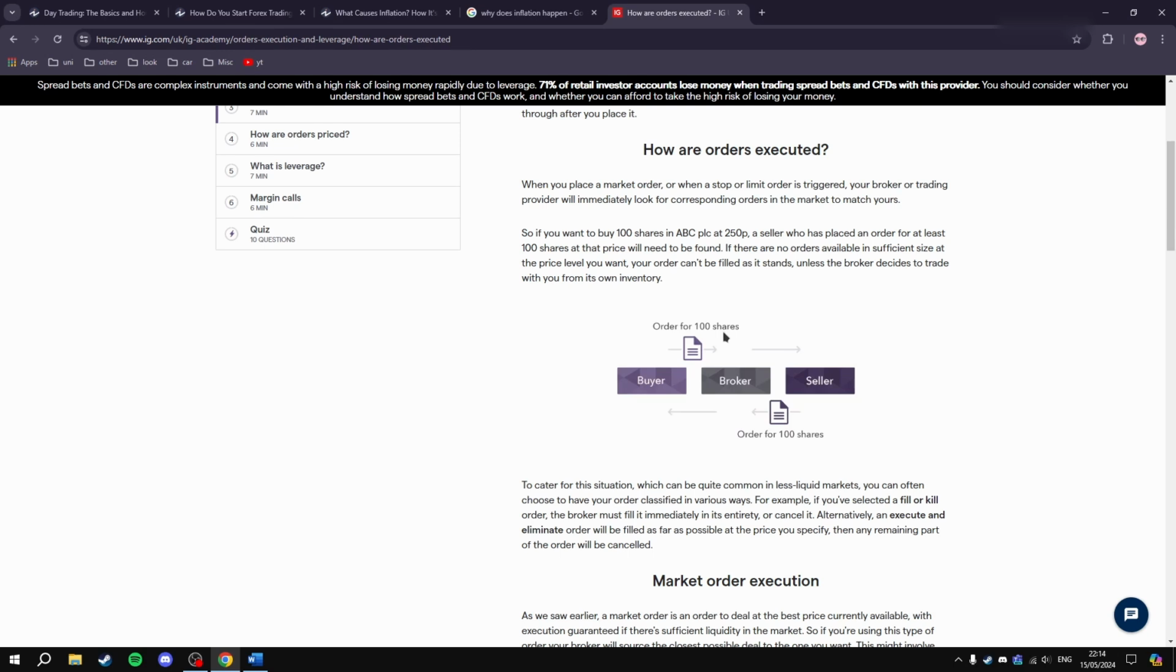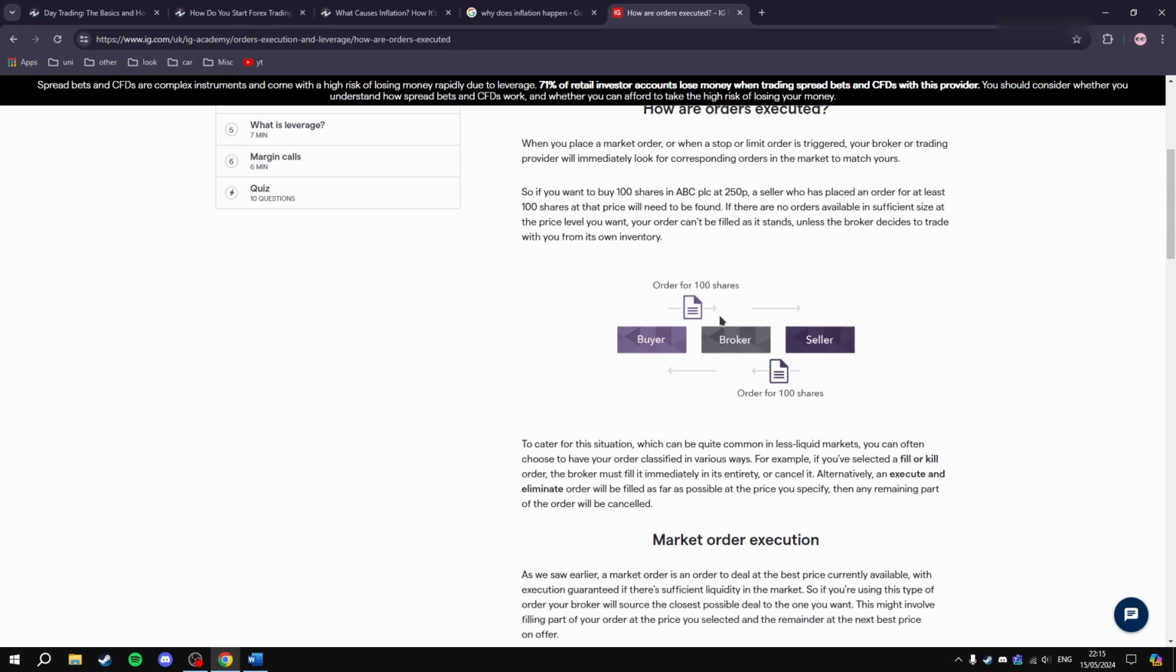So your broker basically facilitates the trade between you two. To cater for this situation, which can be quite common in less liquid markets, you can often choose to have your order classified in various ways. For example, if you selected a fill or kill order, the broker must fill it immediately in its entirety, or cancel it. Alternatively, an execute and eliminate order will be filled as far as possible at the price you specify, then any remaining part of the order will be cancelled.